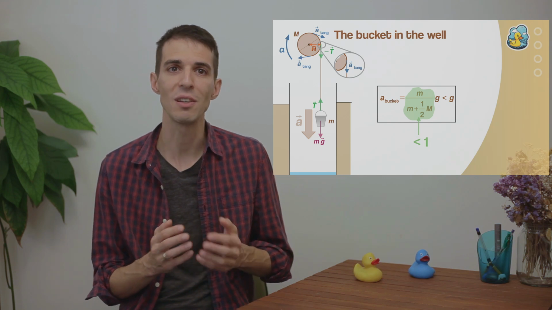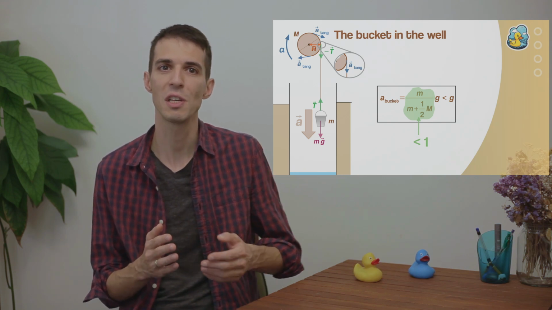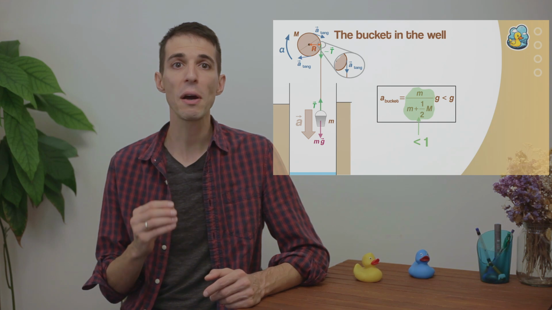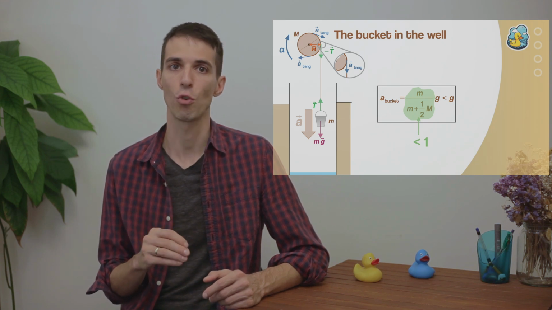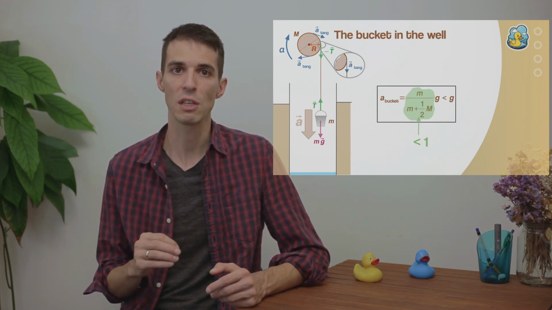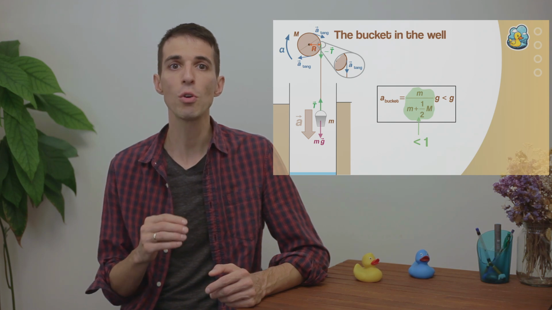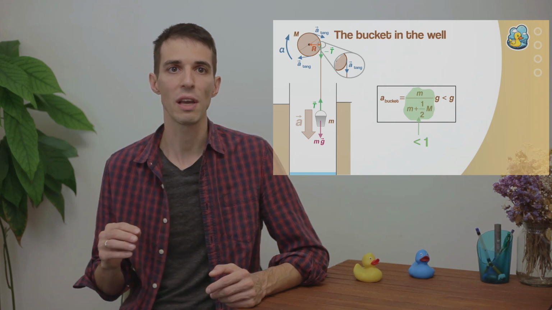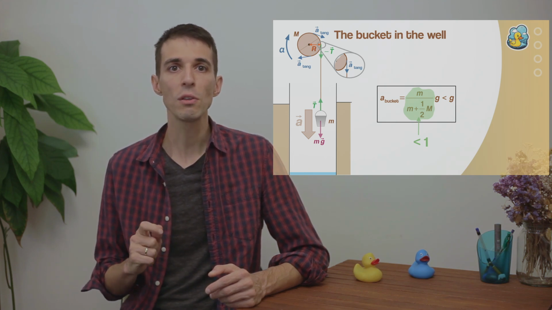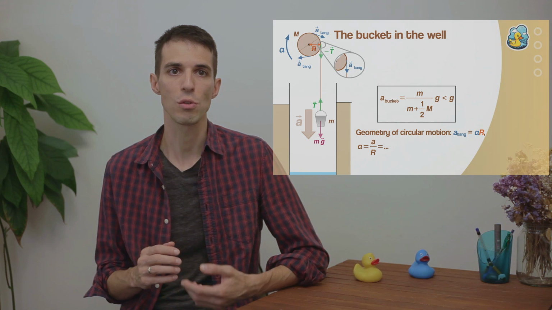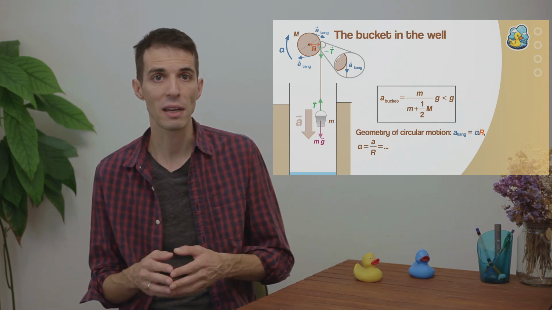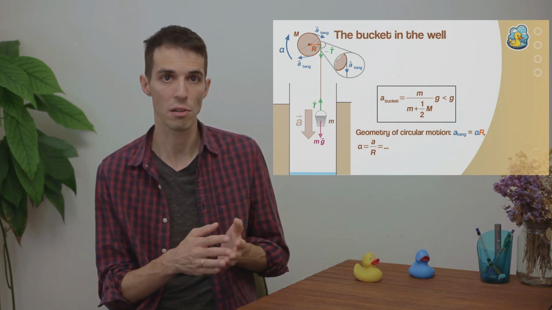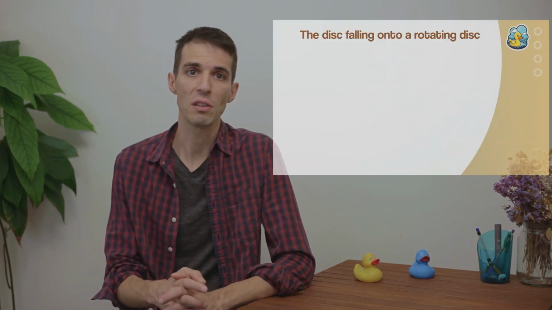Yes, even in an ideal well, if it exists, in which the cylinder is completely frictionless, the bucket will accelerate less than when dropped, because a set part of its gravitational potential energy is now continually being used to do work on the cylinder by angularly accelerating it. If you want, you can easily find the angular acceleration of the cylinder by substituting back into the equation connecting the accelerations. Now let's move on to the disc falling onto a rotating disc.